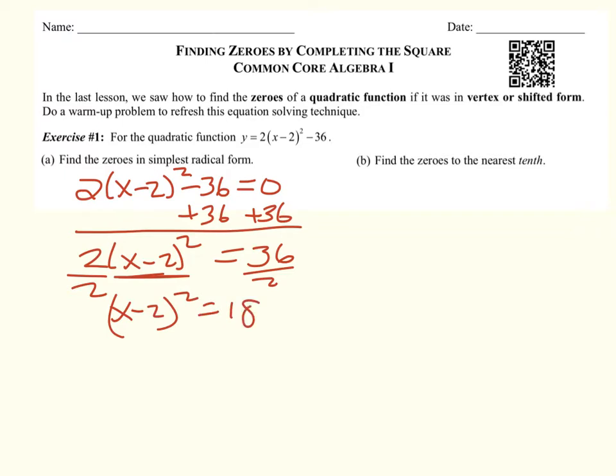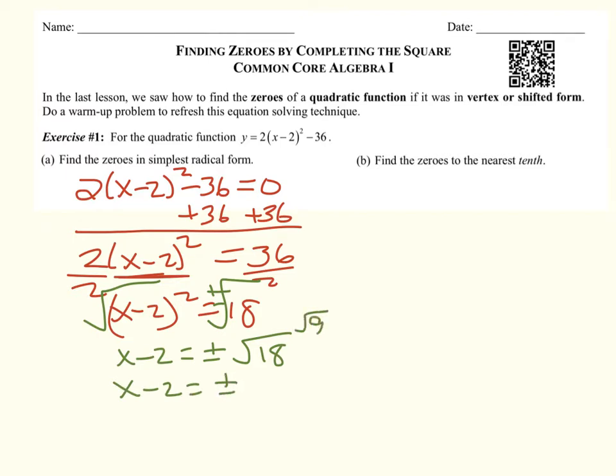And now we're going to take the square root of both sides, plus or minus over here. So x minus 2 equals plus or minus the square root of 18. Remember, square root of 18, break it down: 18 is 9 times 2. So I'm going to get x minus 2 equals plus or minus 3 radical 2.